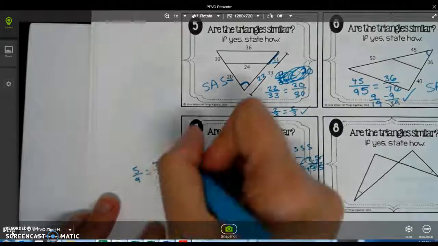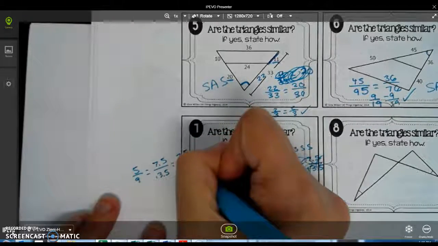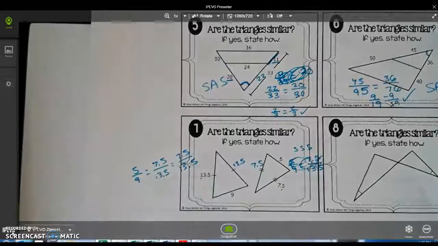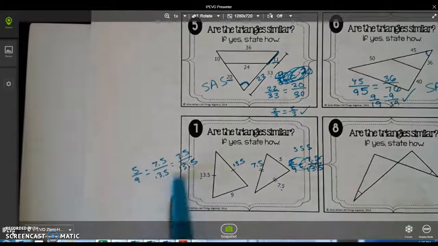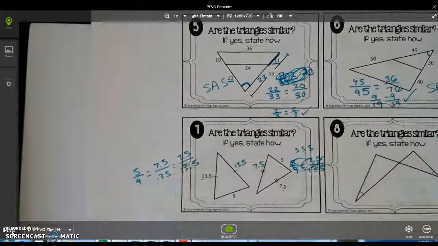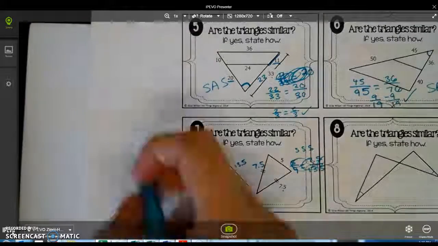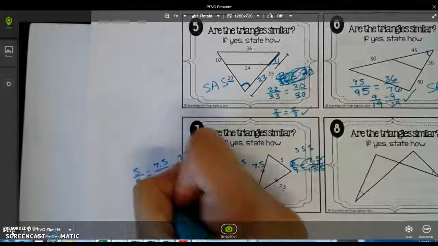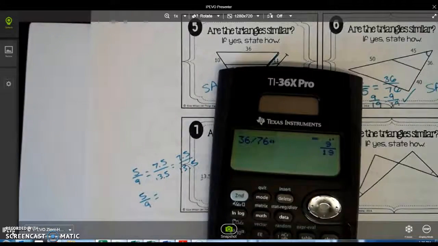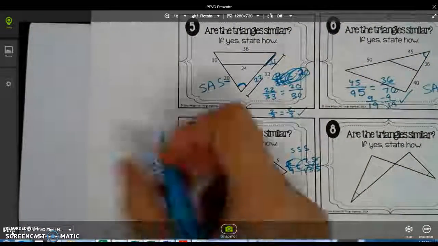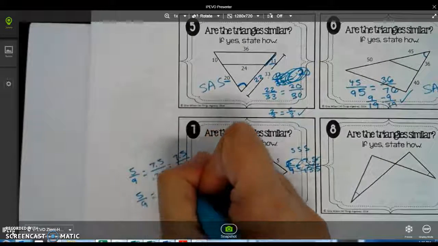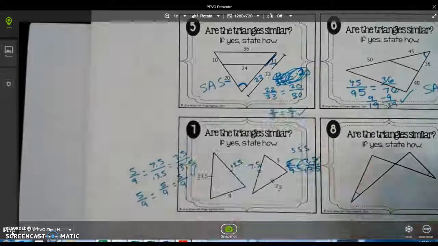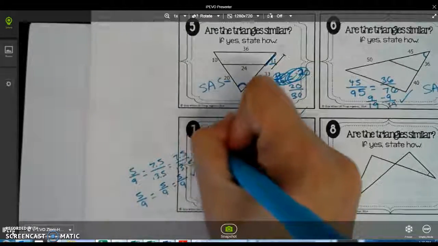And then my third side is the same thing, right? When you have to write out the proofs later, you're going to have to show me all 3. That's the reason I'm doing it now. 5 over 9 doesn't reduce. Let's try 7.5. Oh, it's 5 over 9. Nice. Those are all the same, so I've got side, side, side.